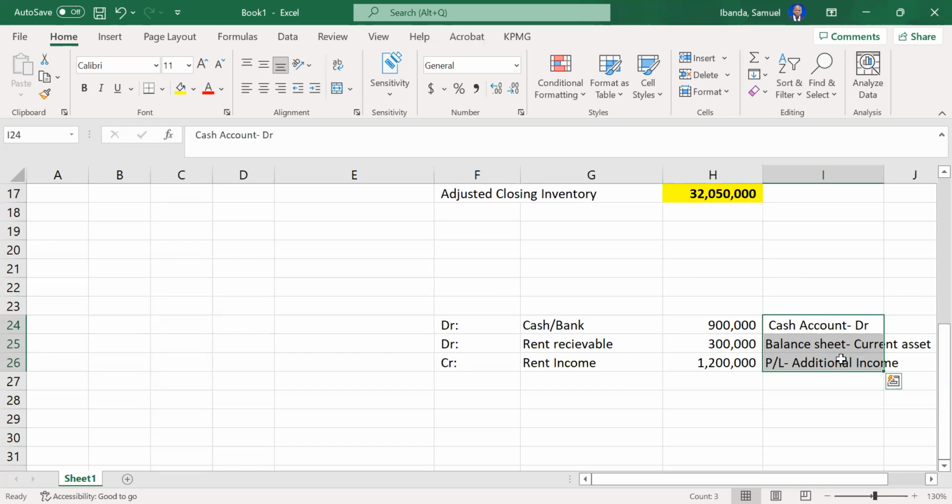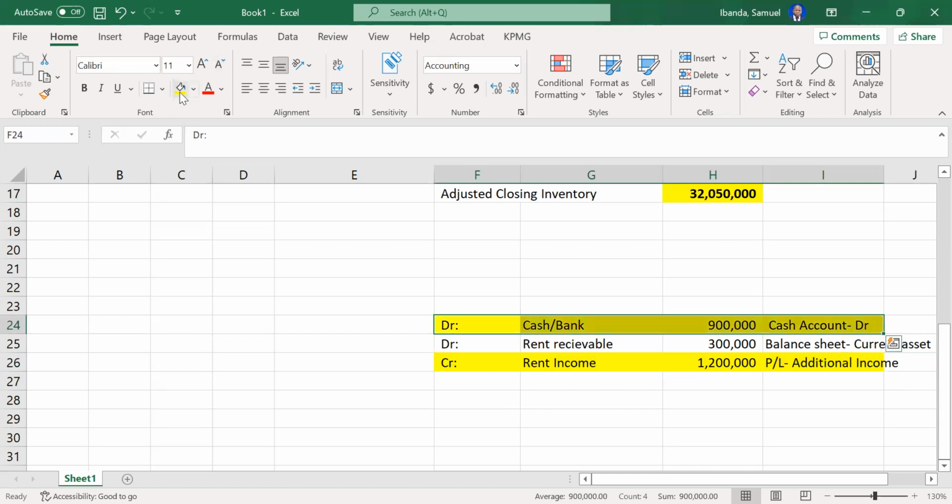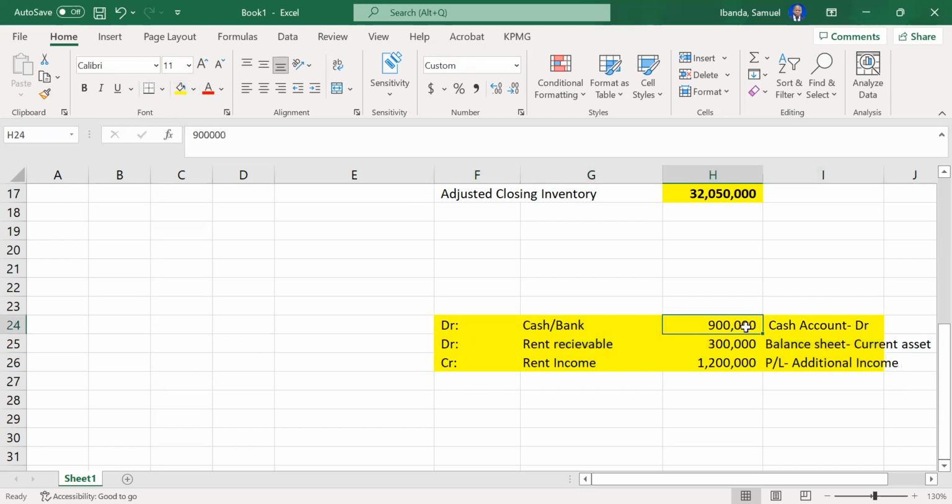Okay. So there are 3 accounts, but we are saying that this income we are recognizing of 1.2 is distributed in 2 ways. Part of it has been received, and part of it is yet to be received. We have completed our double entry. And that is it. Any question? No. Okay, all right. So that is for this.